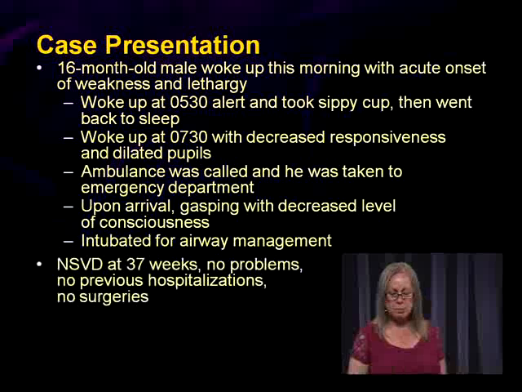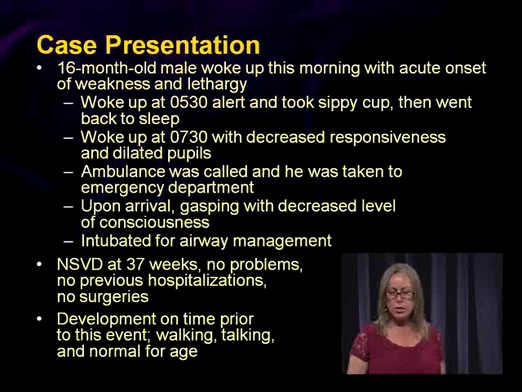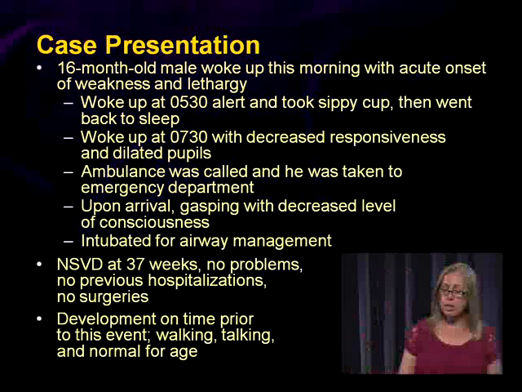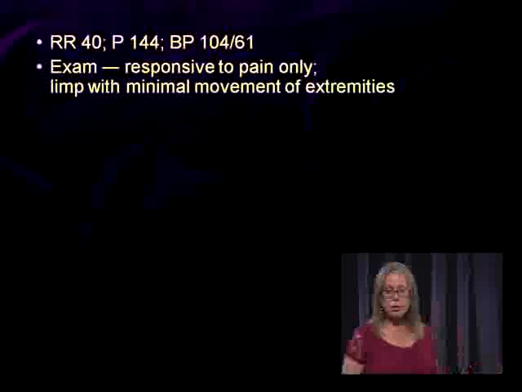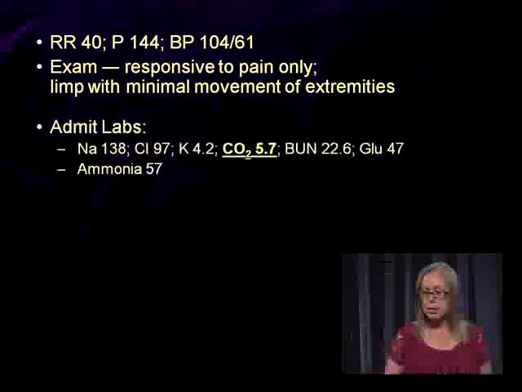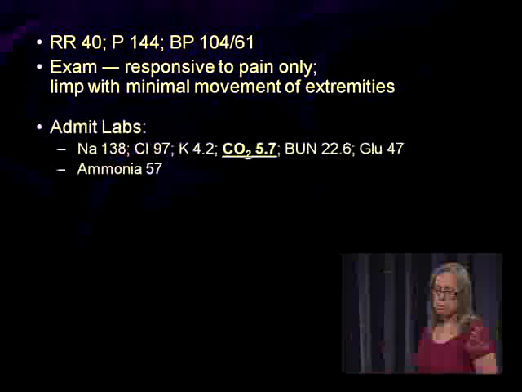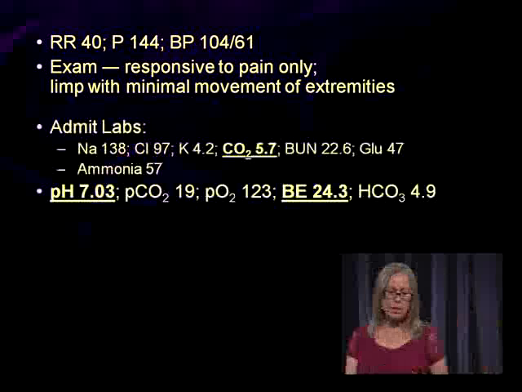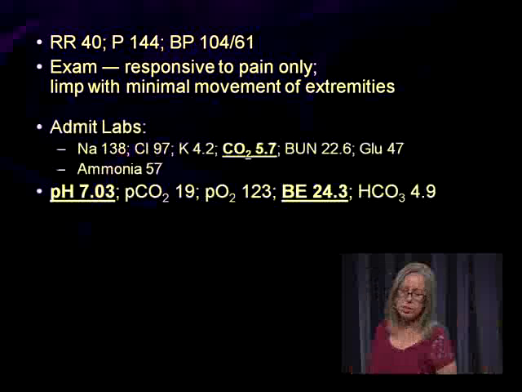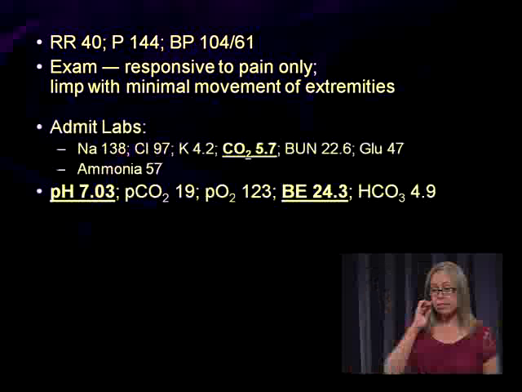It was a normal delivery at 37 weeks, no problems, no hospitalizations, no surgeries. Developmentally on time prior to this event, walking, talking, and normal for age. Respiratory rate, pulse, blood pressure. Exam, he's responsive only to pain, limp with minimal movement of extremities. His admit labs show a low bicarb 5.7, ammonia is 57, his pH is 7.03, and a base excess of 24.3.